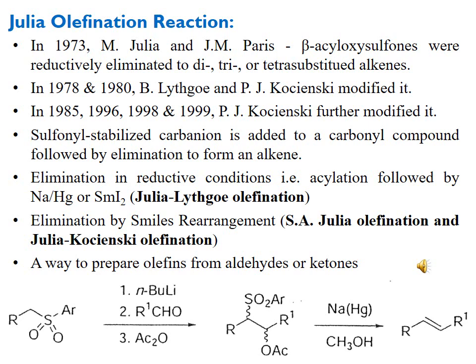So this Julia olefination reaction is basically the conversion of aldehydes and ketones into alkenes. The general reaction is shown here, in which you can see the sulfones are treated with base, aldehyde and acetic anhydride to form beta-acyloxy sulfones, and these are further reduced by sodium amalgam in the presence of methanol to form the alkene.